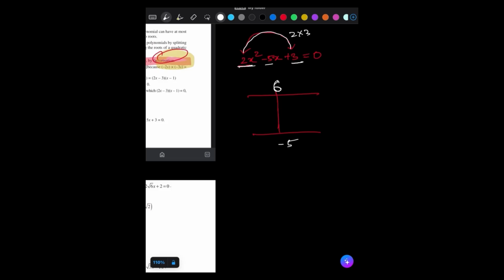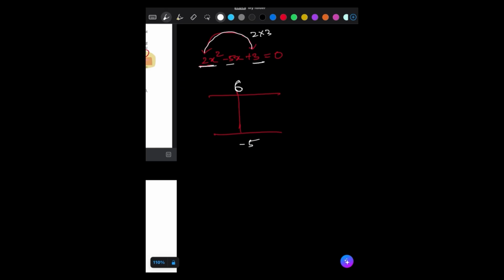We know the top value, we know the bottom. So we have 6 and minus 5. Here we need to find two numbers, dear. Just two numbers. But how to find the two numbers? I'm having two numbers called x and y. If I multiply these two numbers, I should get 6. If I add these two numbers, I need to get minus 5. As simple as that. Nothing complicated here. If I multiply these two numbers, I should get 6. If I add these two numbers, I should get minus 5.